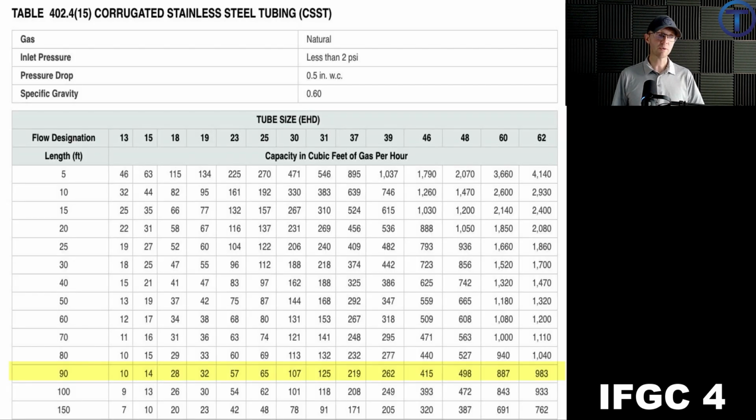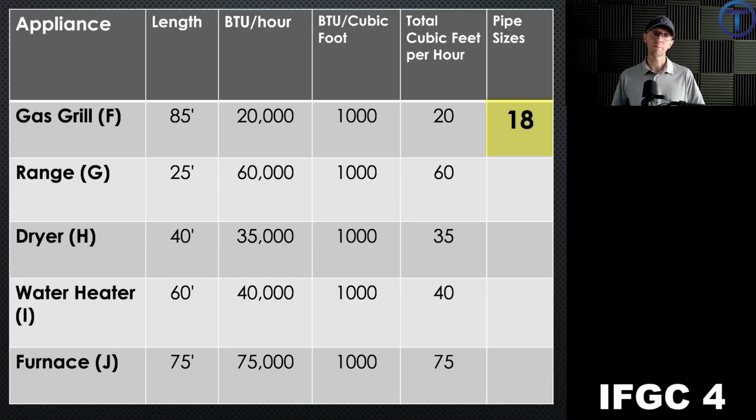So we'll stick with that line 90, but this time we're using a CSST table. So we're going to go into this with 20 cubic feet per hour on row 90. That's more than 10, that's more than 14. It's less than 28. So we come to the top and we find that the tubing size is 18. We'll put that on our table. Let's go to the range.